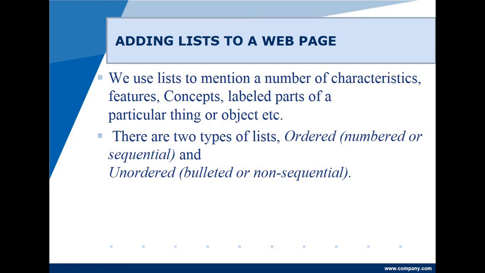Ordered listing is used for marking each statement with either an alphabet or a number, and unordered is used for marking each statement or sentence with bullets, that is symbols. There are different shapes of bullets available in case of unordered listing. In this video, let us learn how to implement ordered listing in HTML.